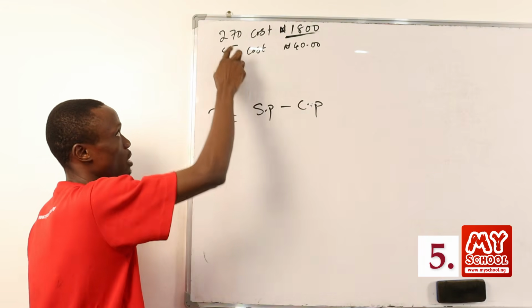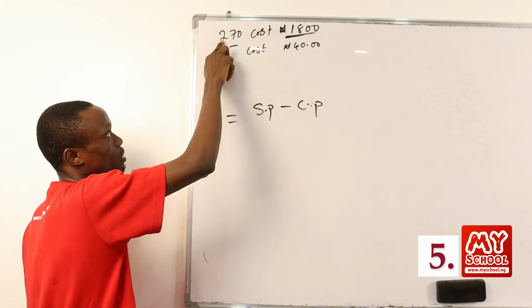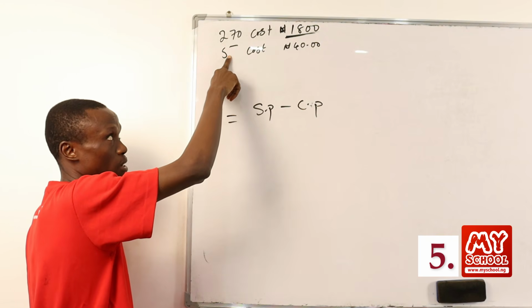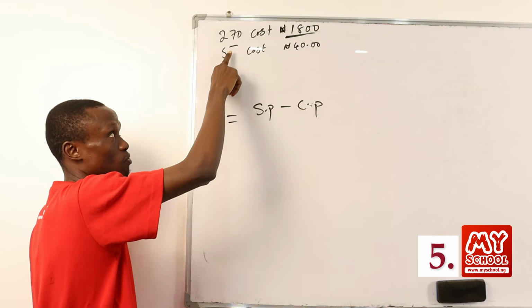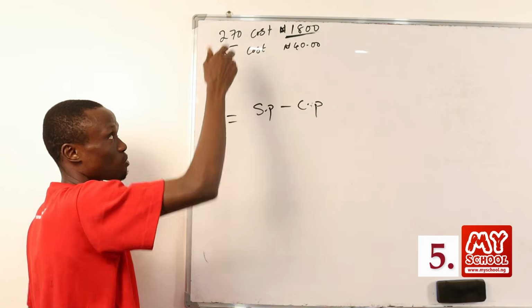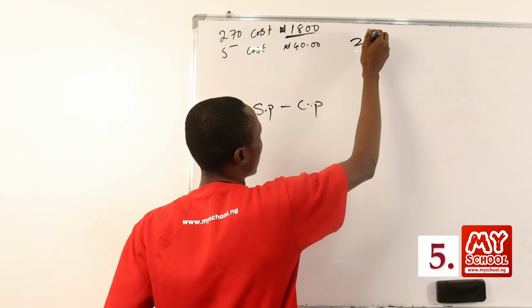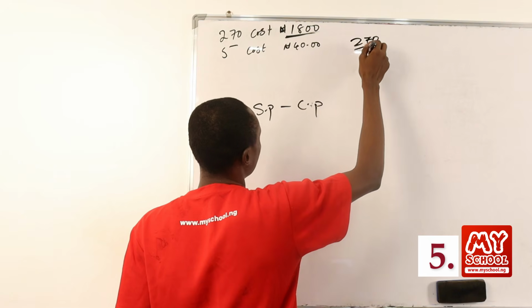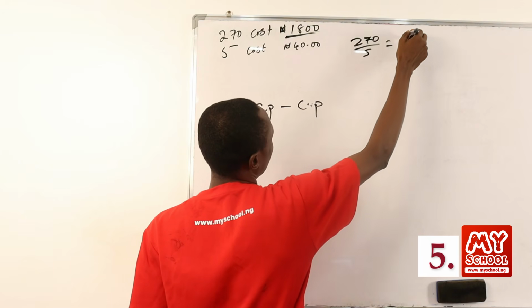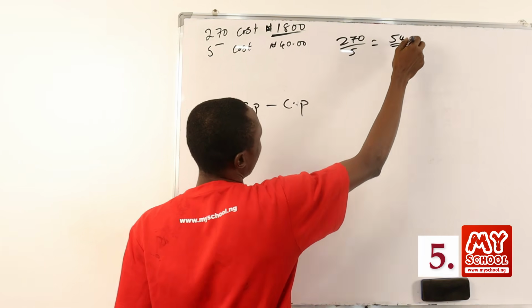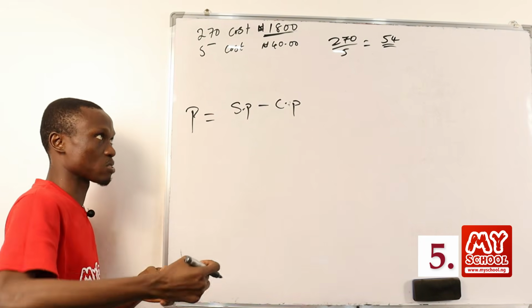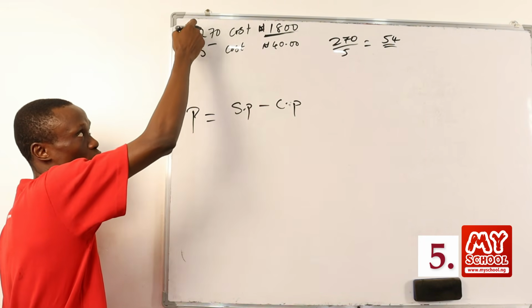So what we simply do is that this 270, we just divide it by 5. So if we divide it by 5, 270 divided by 5, I think this should be like 54. So there are 54 5s in 270.